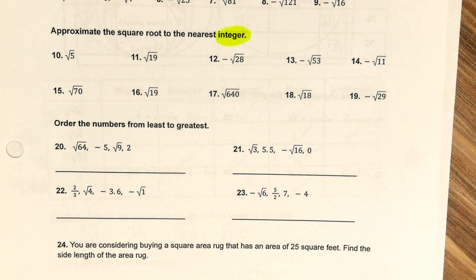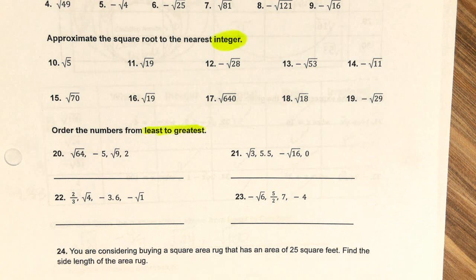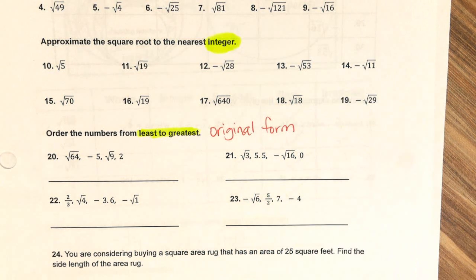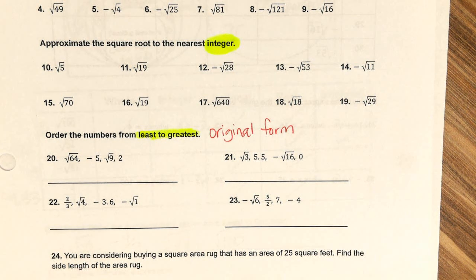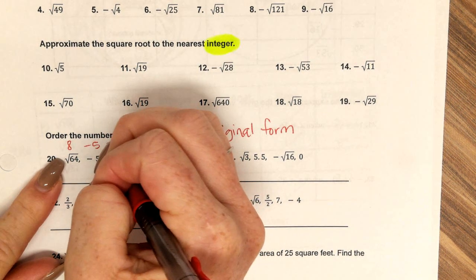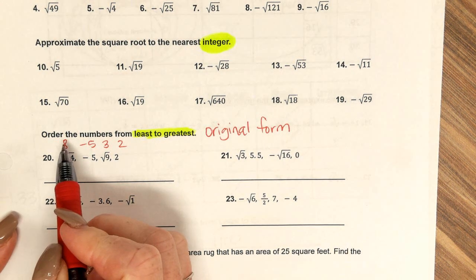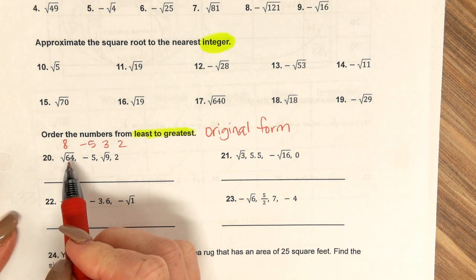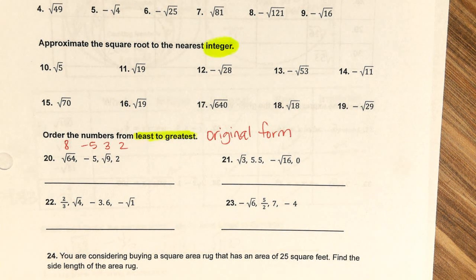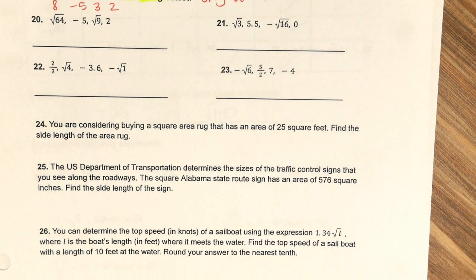On 22 through 23, it wants you to order from least to greatest. Now, listen carefully. You need to write your answers in their original form. So, yes, of course, change them to decimals. So, the square root of 64 is 8. Negative 5 is negative 5. The square root of 9 is 3. 2 is 2. But when you write your answer, you're not going to write 8. You're going to write what? Please make it easy for the person who's grading your paper. You need to write them in their original form. Everybody good? All right, 24 through 26 are word problems.